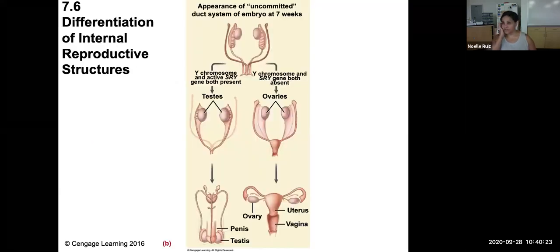So here's just an overview of the differentiation. Appearance of an uncommitted duct system of an embryo at 7 weeks. These embryos could go either way depending on what hormones they have or what hormones they lack. They have their Y chromosome and an active SRY gene. That gene induces testes and the male sex organs. If it's absent, then ovaries are produced and all the female sex organs.